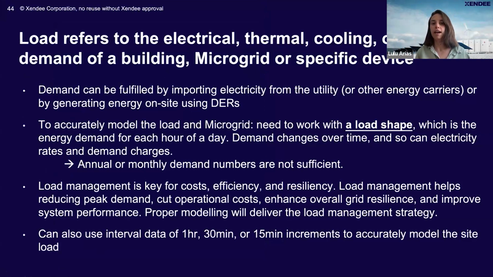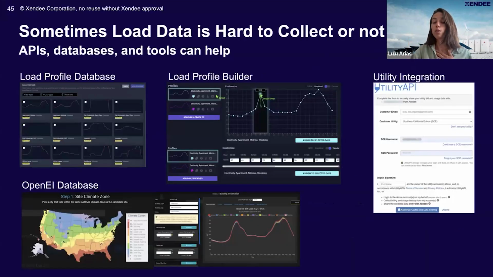And this can be done either by importing electricity from the utility or by generating it on site. It's important not only to look at the annual or monthly demand numbers, but we must also look at the load shape. This is key for cost, for efficiency, for resiliency. The appropriate load management helps reduce peak demand, cut operational cost, enhance overall resiliency, and improve the system performance. So it's key to pay attention to the load shape. The thing is, we don't always have the 8760 to know what that load shape looks like.